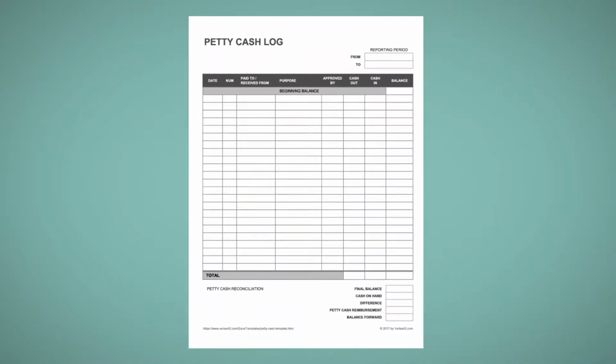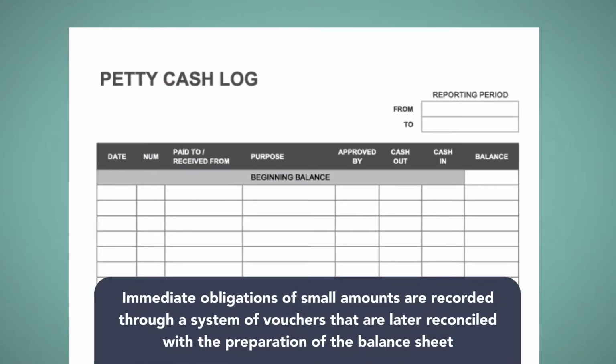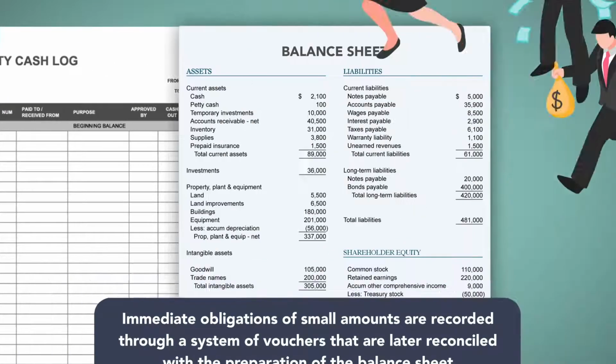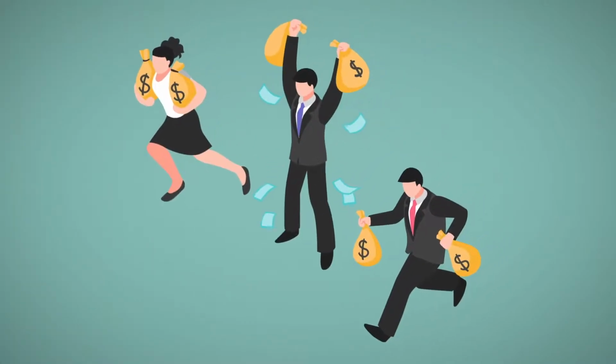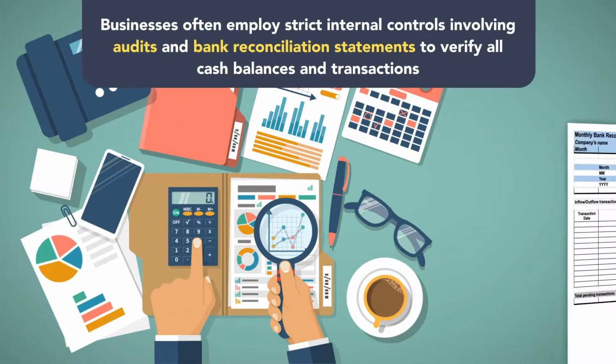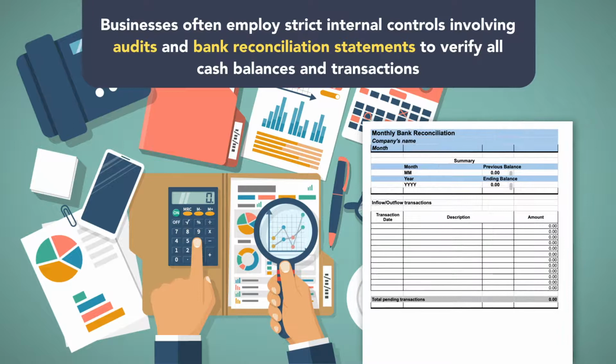Companies may also maintain a petty cash account, where immediate obligations of small amounts are recorded through a system of vouchers that are later reconciled with the preparation of the balance sheet. Since cash is easily subject to theft and embezzlement, businesses often employ strict internal controls involving audit and bank reconciliation statements to verify all cash balances and transactions.